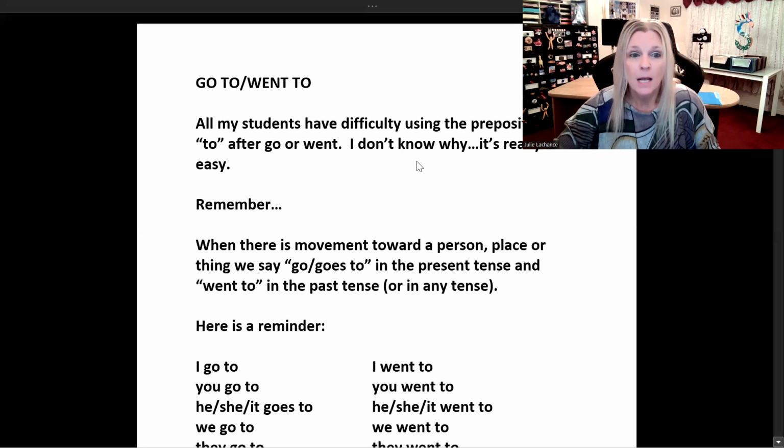Okay, so this problem is the preposition to use after go and went. Went is the past tense of go, right? So all my students have difficulty using the preposition to after go or went. I don't know why. It's really so easy.